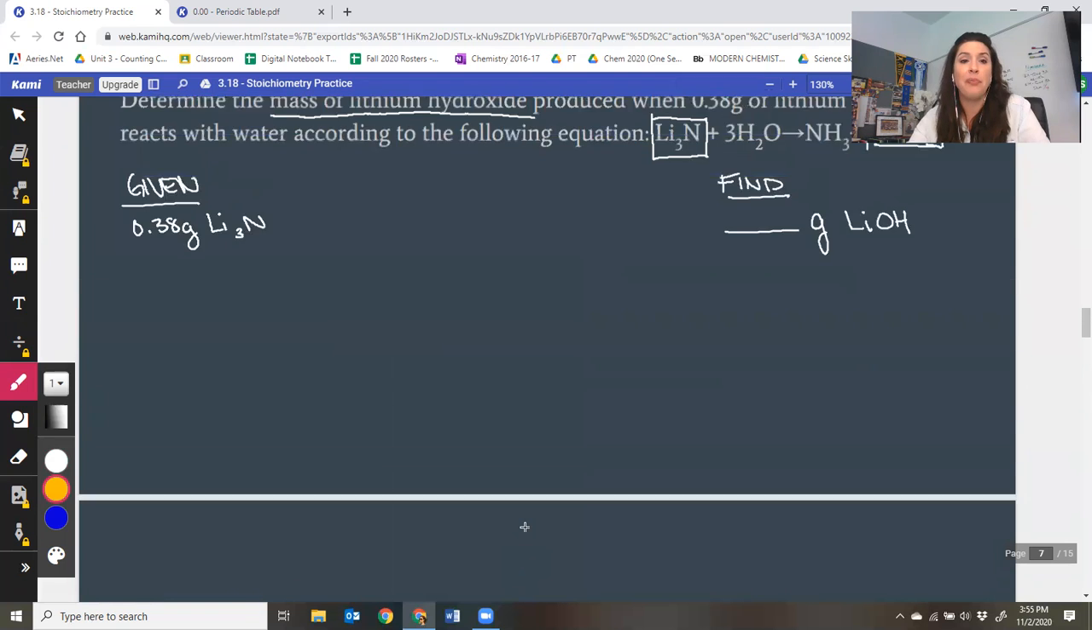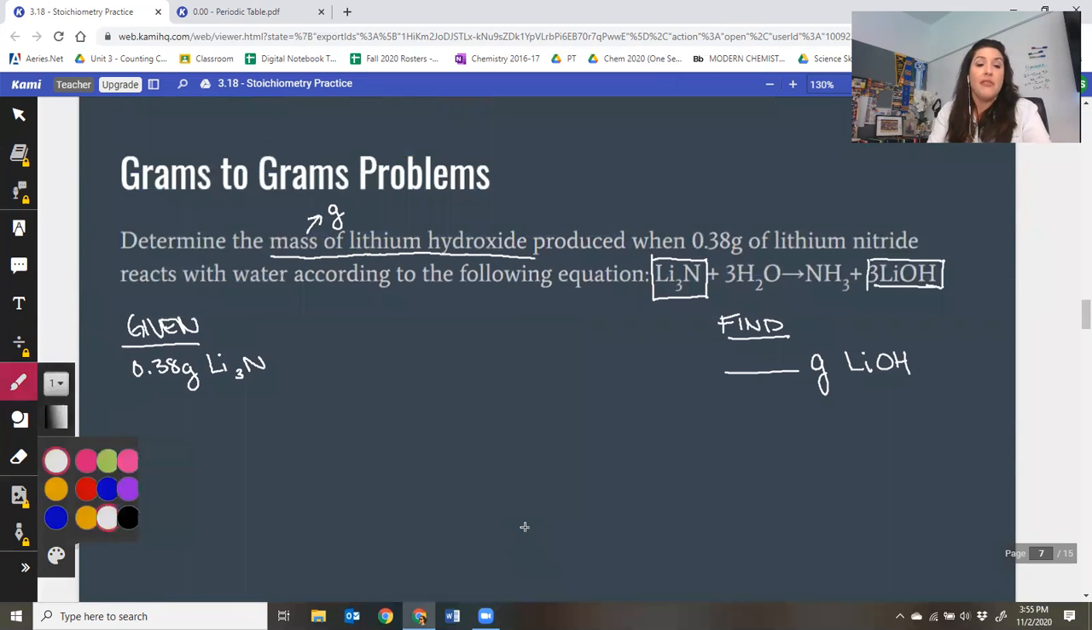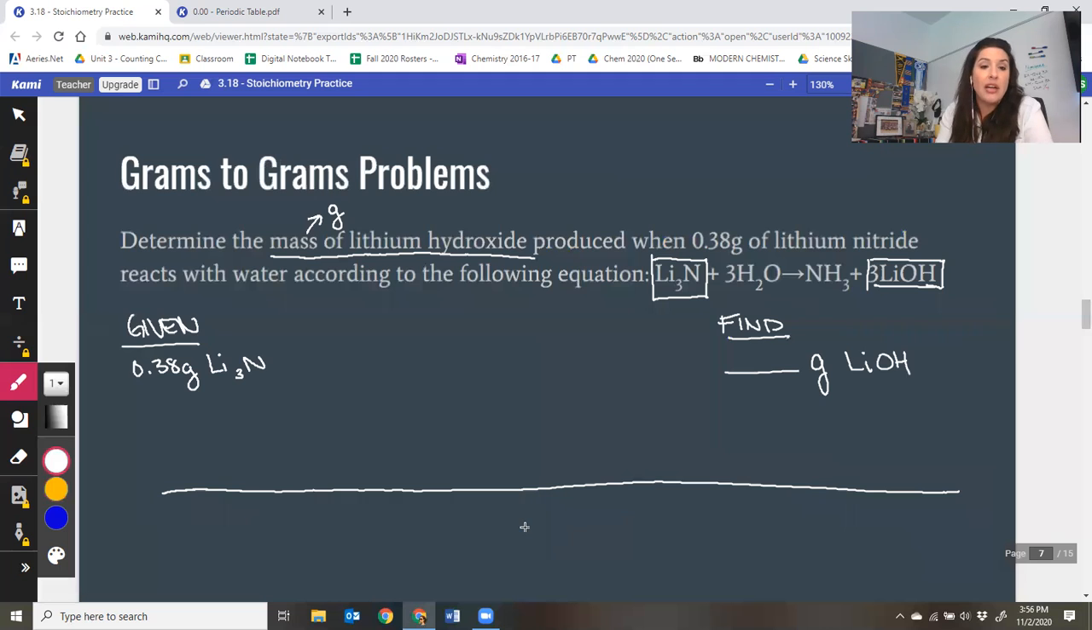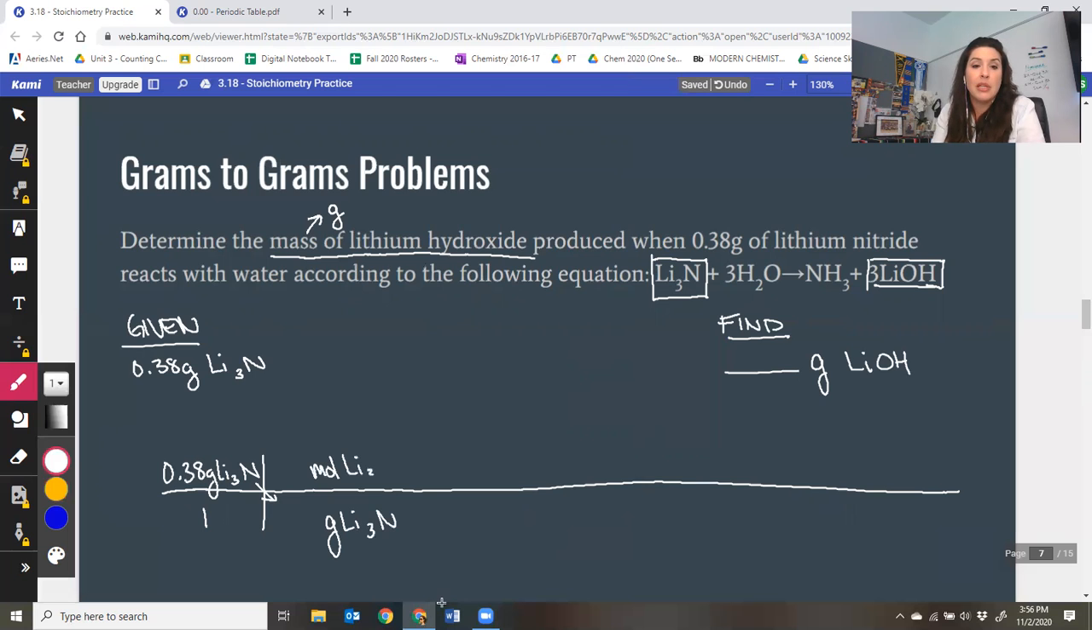All right, coming back up here. Given that I want to start with lithium nitride, I can't use the mole ratio until I have actually determined the molar mass of this. So starting with 0.38 grams of Li3N, lithium nitride, set it over 1. In the next step, I wish to convert from grams of lithium nitride to moles of lithium nitride. And the way that I do that is by using the molar mass.